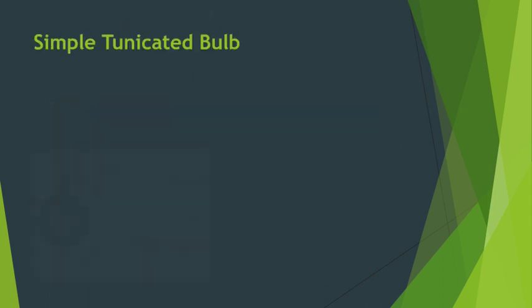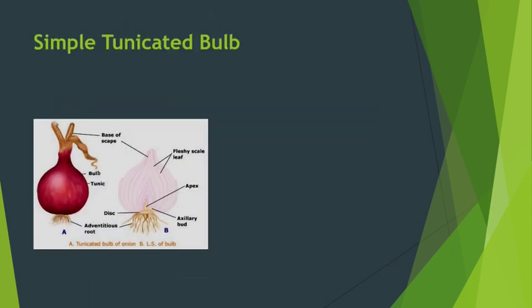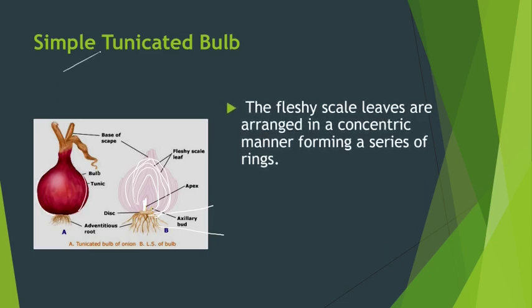Let us see the picture. So this is a simple tunicated bulb. You can see a reduced stem, adventitious roots, and the apical meristem, which is surrounded by these fleshy, concentrically arranged leaves. Vegetative propagation will take place during favorable times. And you can see that it is covered by a tunic. So onion is an example of simple tunicated bulb.